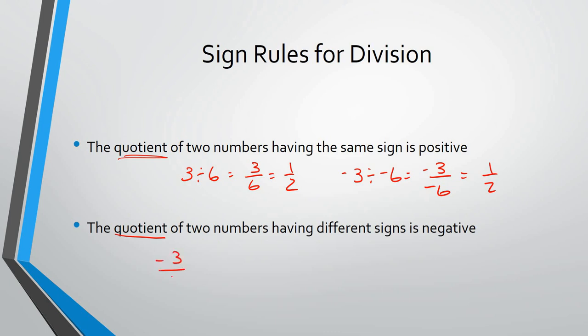So negative 3 divided by positive 6 is negative 1/2. 3 divided by negative 6 is also negative 1/2. So the rules for division are the same as the rules for multiplication. So let's do a few real quickly.